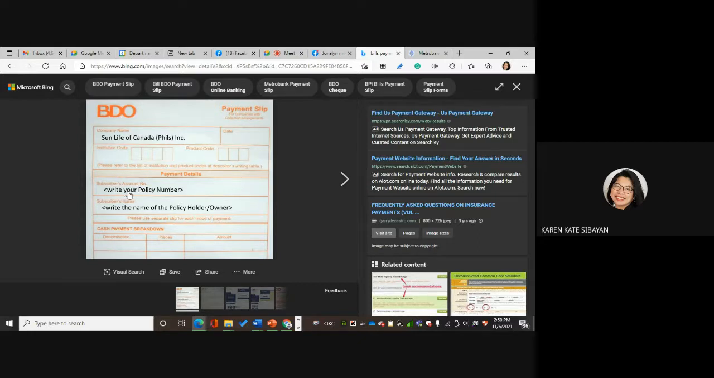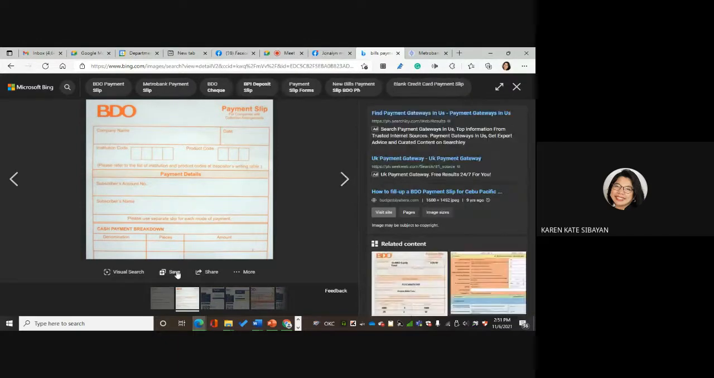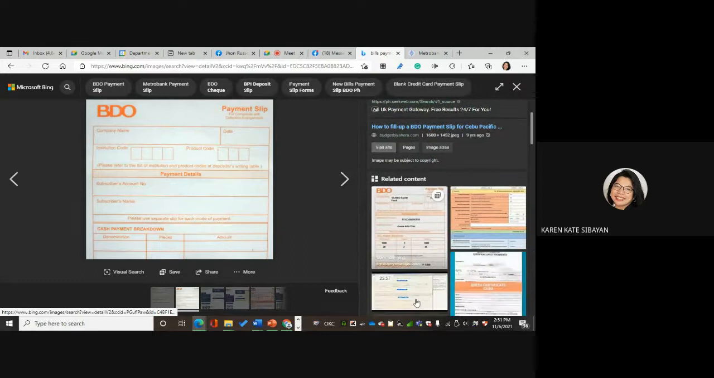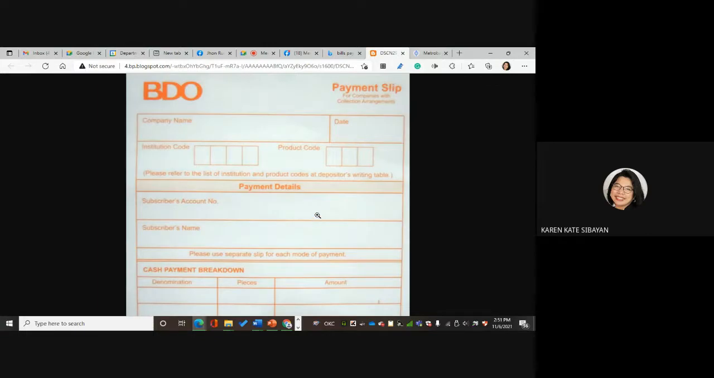Subscriber account number, since credit card ang babayaran ko, ito yung credit card number ang nilalagay ko. Subscriber's name ko, ano yung name ko doon sa credit card. How much yung amount? Ayan, nilalagay ko din. Tapos, same lang din, signature. Meron dyan, same lang din kanina, signature mo.